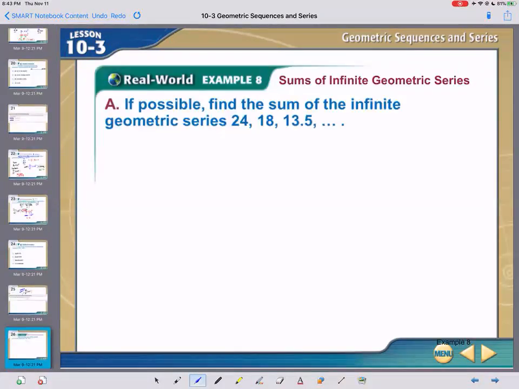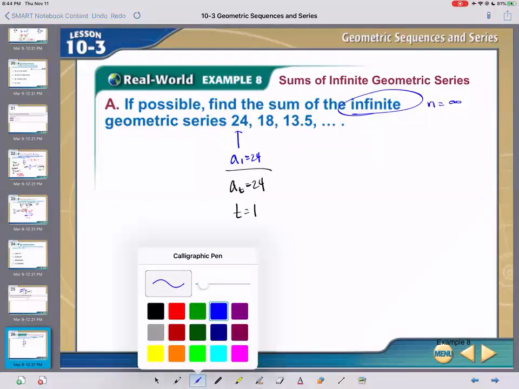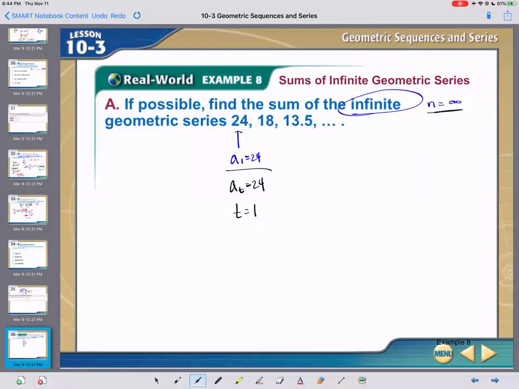Okay, so here it is. If possible, find the sum of the infinite geometric series. Again, I'm going to just use the calculator here. That is our A1. A1 equals 24. For the calculator, what does that mean? I'll say AT equals 24 and T equals 1. I don't know the last number, but we do know that N is infinity. We have infinite numbers here, so for our calculator, as you guessed it, N equals 1,000.